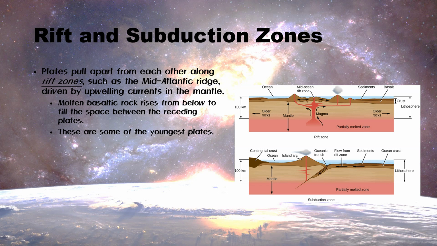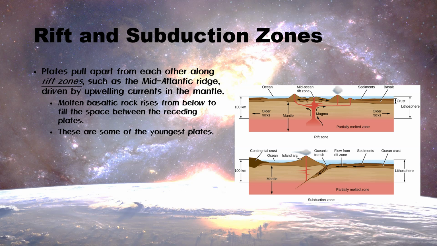What happens is that molten basaltic rock rises from below to fill the space between the receding plates. And when that material comes up, of course, it's going to form a new plate, and these become the youngest plates, because you're not going to have a gap there that's just going to be left open right to the middle of the Earth.